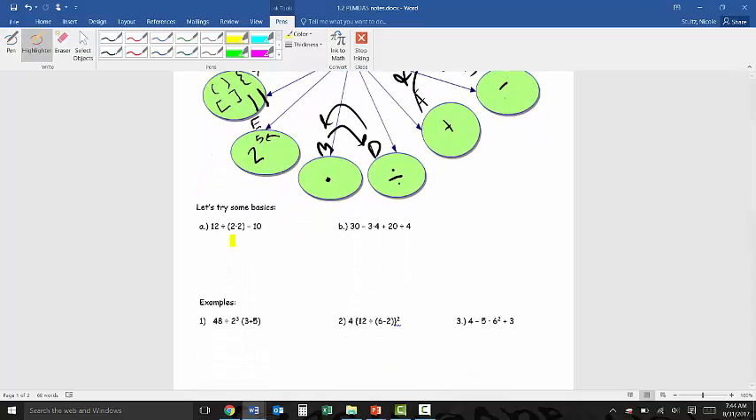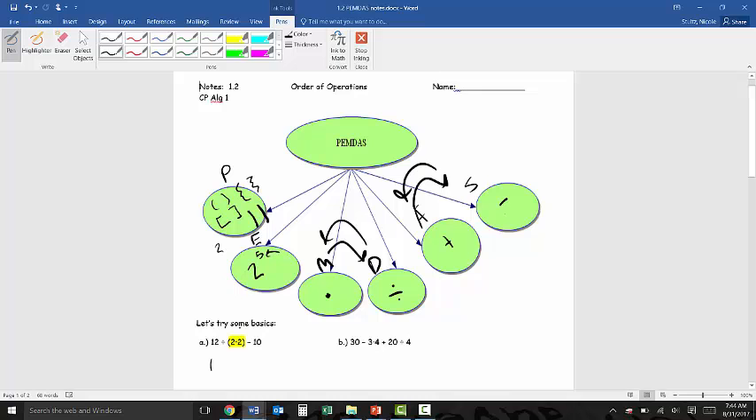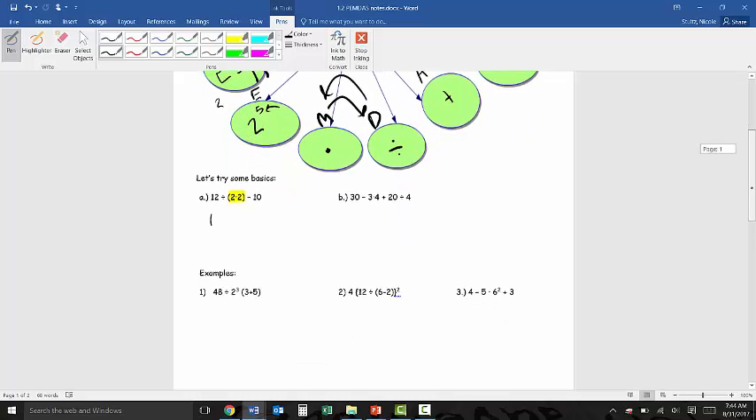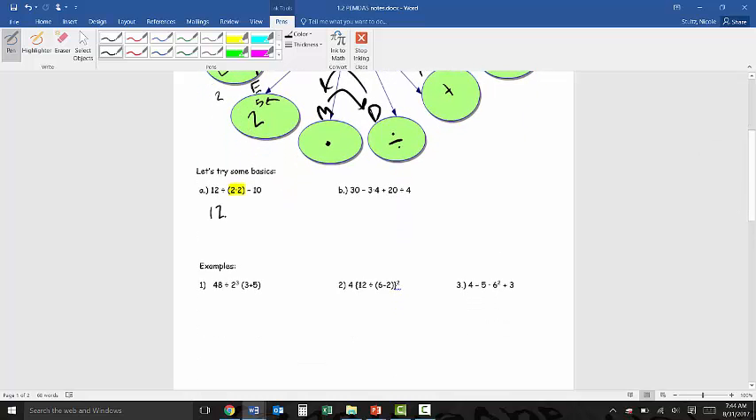So for example, we have 12 divided by parentheses 2 times 2, parentheses minus 10. So what we want to do is multiply 2 times 2 first. So what I do is I like to circle or highlight whatever I'm going to do. And then everything else I just bring along for the ride. So I'm actually doing 2 times 2, but I'm bringing everything else down.